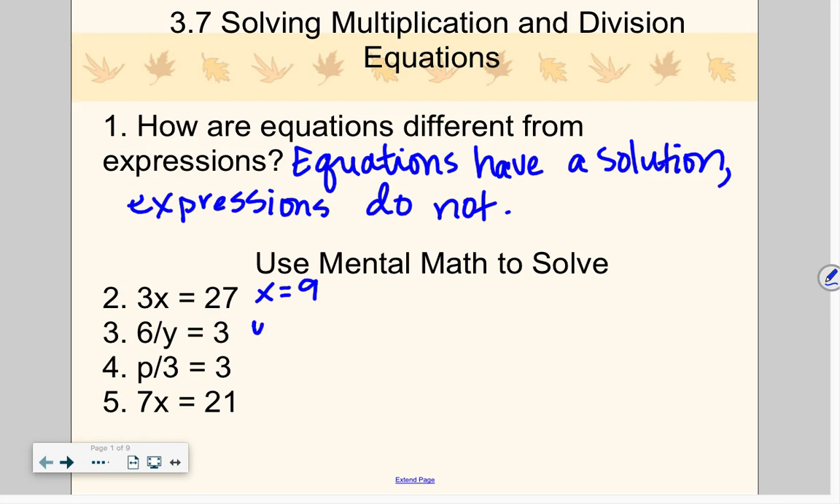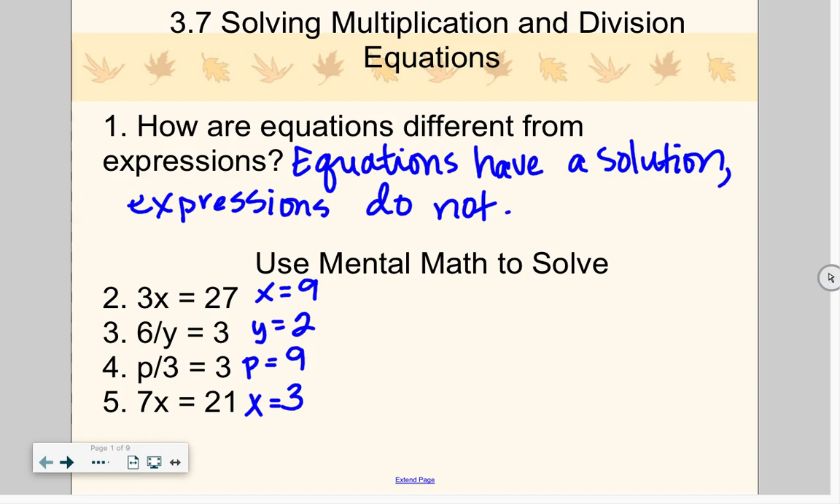Number 3, you have to ask yourself, 6 divided by what number is 3? 6 divided by 2 equals 3. Number 4, though, is opposite. What number do you divide by 3 and get 3? 9. 9 divided by 3 is 3. And question number 5, 7x equals 21. What number do you multiply times 7 to get 21? 3.